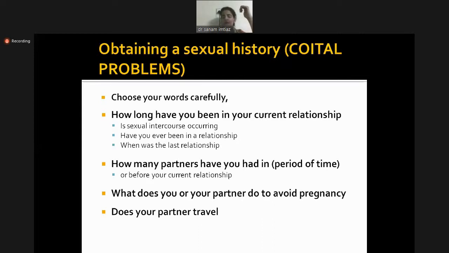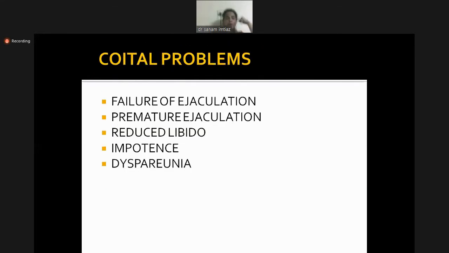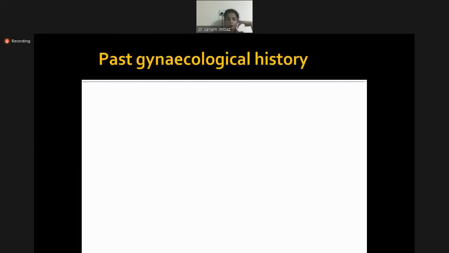With a partner who's traveling very frequently for very long durations, the chances of that partner being involved physically with somebody else are relatively higher. So you do ask these kind of questions when you're suspecting PID, especially. Or spend nights away from home, or have any other sexual partners. Or other coital problems. These are more pertinent to patients with infertility: failure of ejaculation, premature ejaculation, reduced libido, impotence, unable to perform. I'm sure you guys know dyspareunia is painful intercourse.